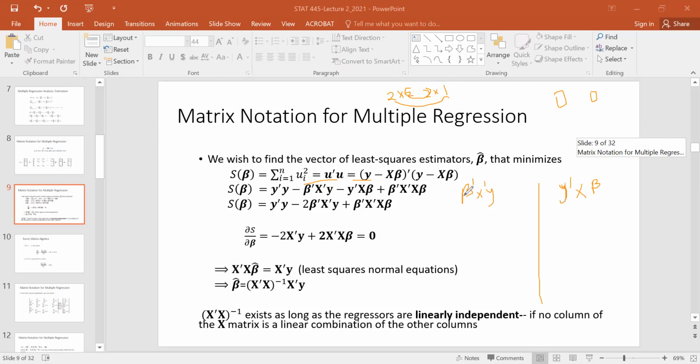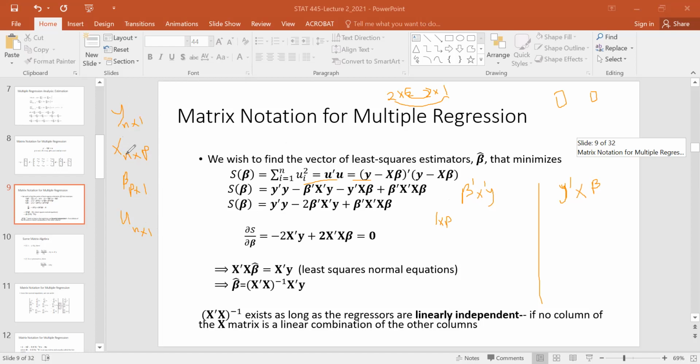So remember, beta itself is p by 1. Remember that we have y is n by 1, x is n by p. Go back to the previous lecture, you remember beta is what? p by 1, and u is n by 1. So I'm just going to be using their dimensions. Now, beta is p by 1, but because it's transposed, it becomes 1 by p.